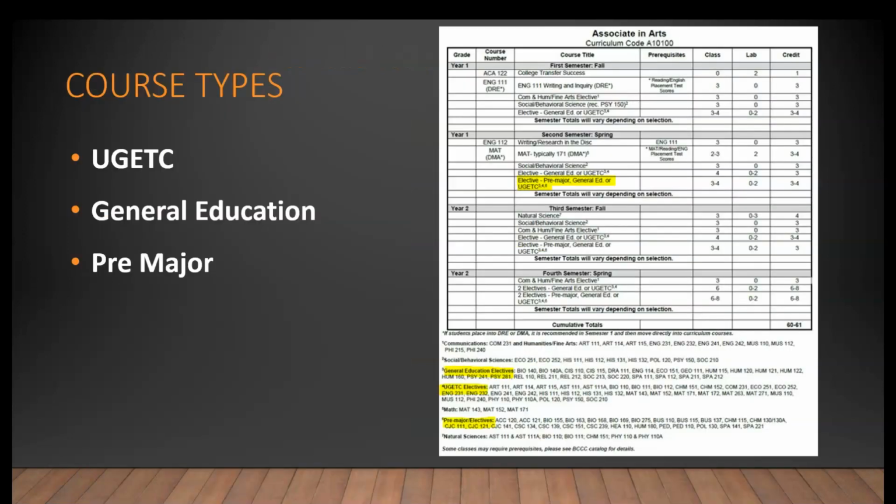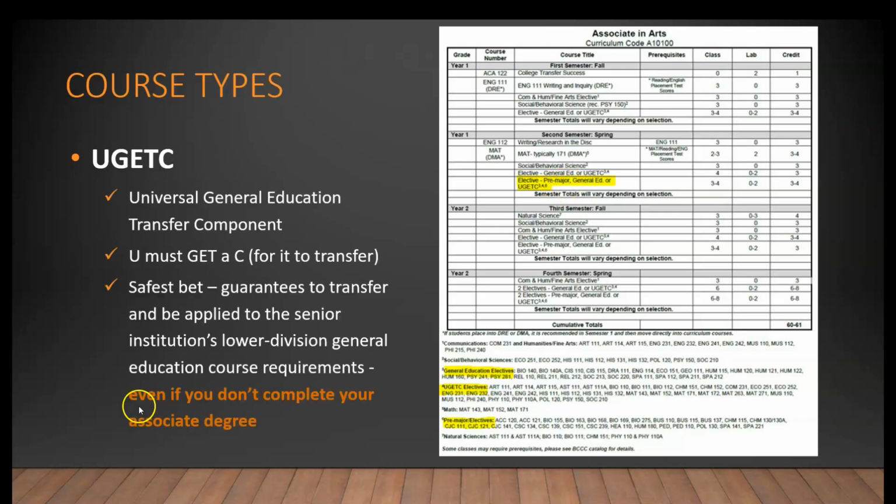So now let's dive into the course types. You're going to see, and I'm using associate in arts as an example, but these apply to either degree. There are 3 different types of courses: the UGETC, the general education, and pre-major. And you'll see as you look through, some are specified. So here it tells you which English to take. It tells you that you need to choose a communications, humanities, fine arts course, a social, but then it'll say an elective. And then they're going to say you can either choose a general ed or a UGETC or a pre-major course. So what do those terms mean?